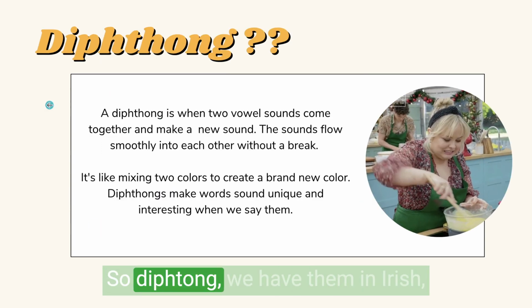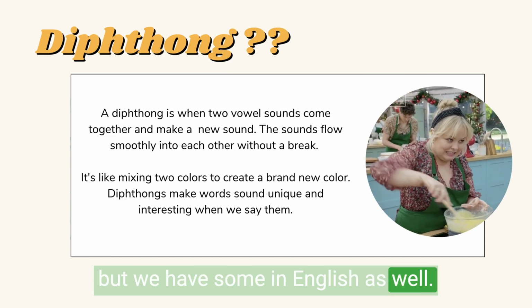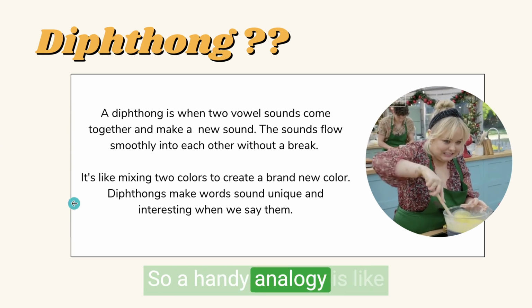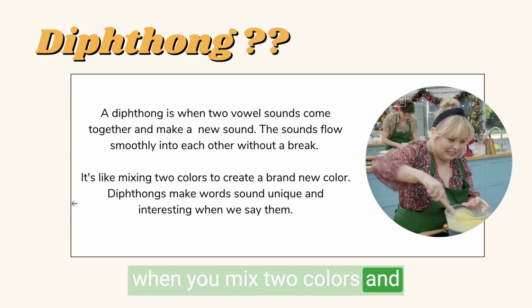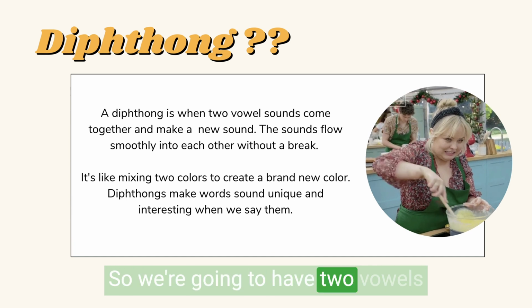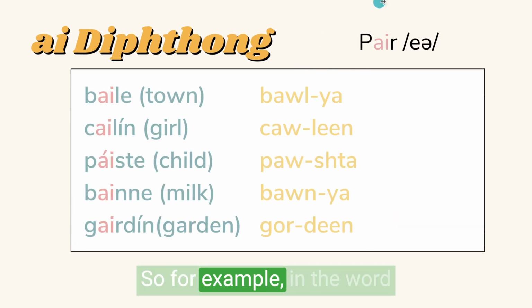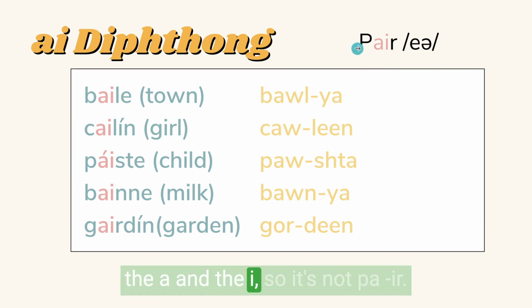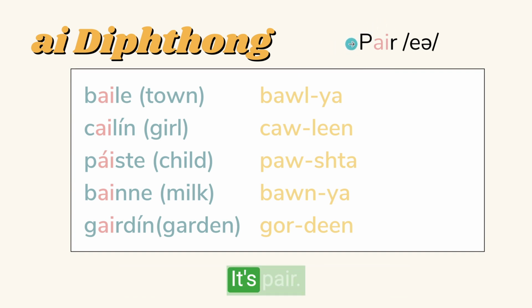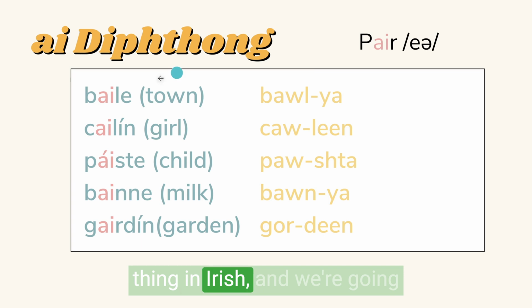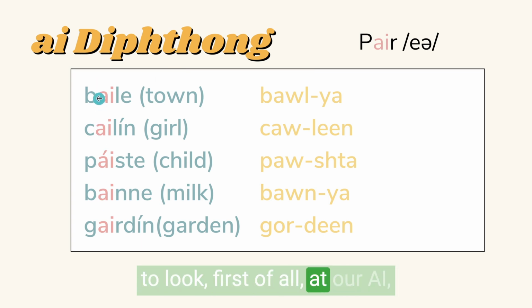So a diphthong, we have them in Irish, but we have them in English as well, and it's when two vowels come together to make a new sound. A handy analogy is like when you mix two colours and you get a brand new colour. Now we do have these in English. So for example, in the word pear in English, we don't hear the A and the I. So it's not pa-ear, it's pear. So the AI come together to make this a pear sound. We have the exact same thing in Irish, and we're going to look first of all at our AI.